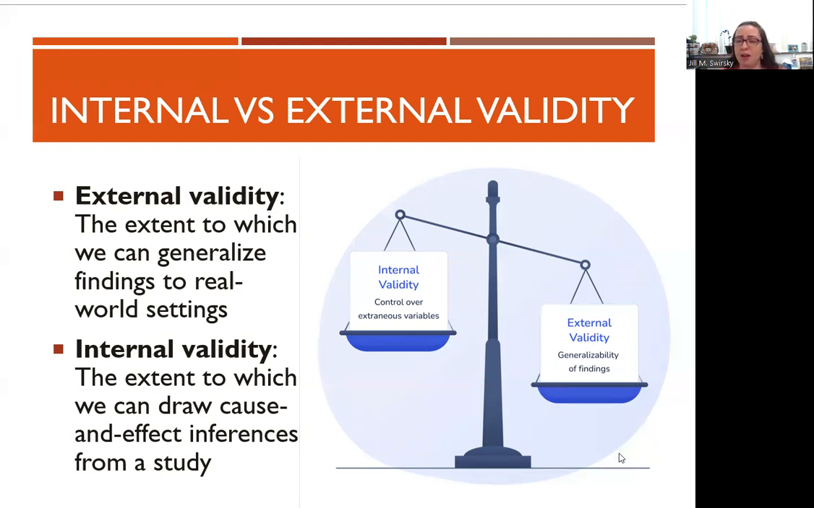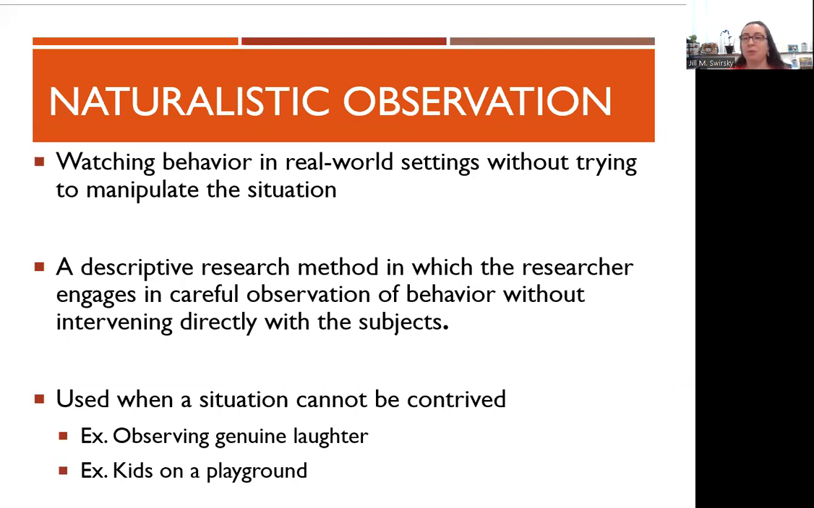And so some of the examples, the different types of research we're going to talk about in a second, are going to be high or low in internal and external validity. So for example, there's a lot of different ways that we can conduct correlational research. Naturalistic observation is exactly what it sounds like. It involves watching behavior in real world settings, but without manipulating the situation. Super non-invasive. You're not dipping your hands in at all. You're kind of just there, objectively observing. This is really useful for when a situation can't be contrived or can't be made up.